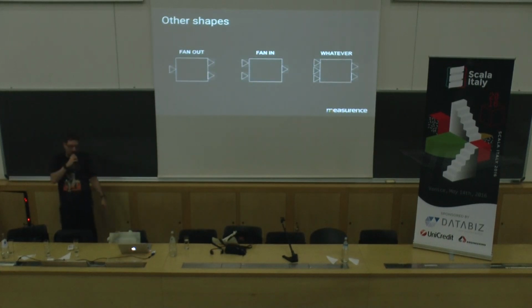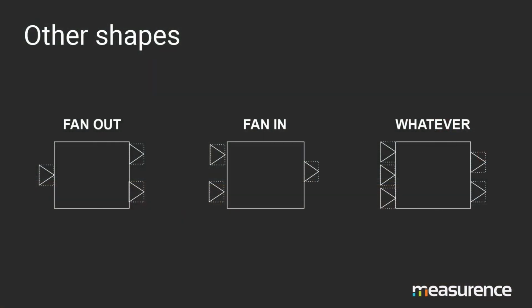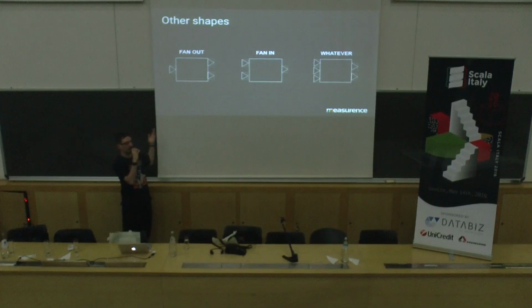Up until now, we've seen just a linear stream. So we had the source, the flow, and the sink, and with that you can just create a linear stream. But actually, Akka Streams supports other kinds of shapes. So, for example, it has a fan out.